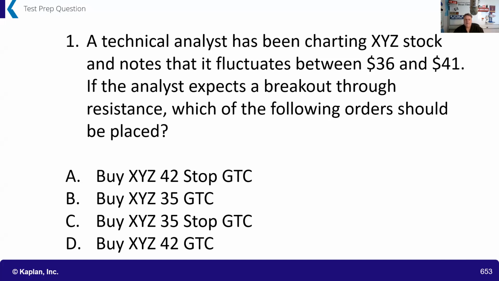A technical analyst has been charting XYZ and notes that it fluctuates between 36, very testable, that's called the support line on a chart, and 41, that's called the resistance. If the analyst expects a breakout through resistance, that's the upper line, 41, which of the following orders should be placed?